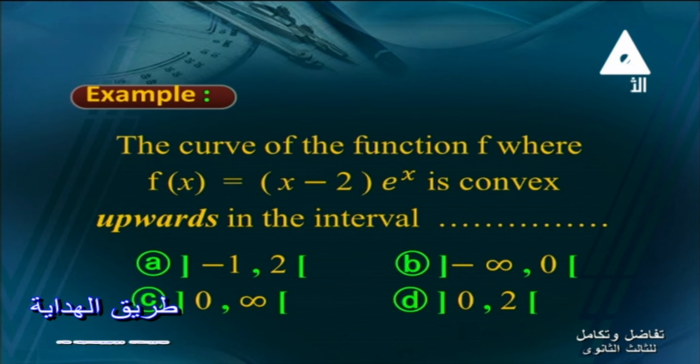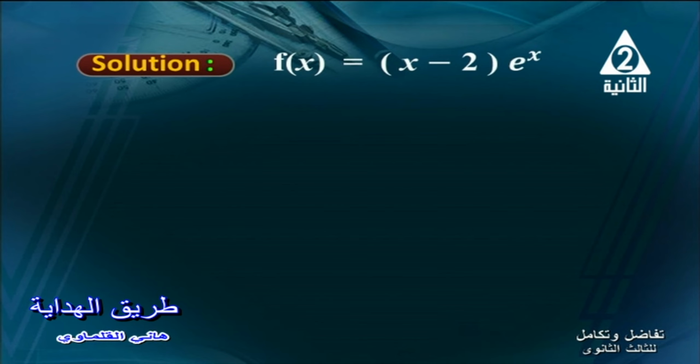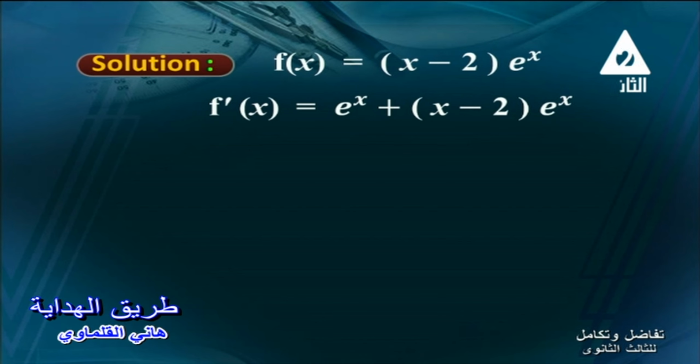We have the function f of x equals the product of two functions, (x minus 2) multiplied by e to the power x. x minus 2 is a polynomial function, and e power x is an exponential function. The product of the two functions is the rule of the function f of x. Now, the first derivative f dash x equals the derivative of the bracket x minus 2, which equals 1, multiplied by e power x, plus the bracket x minus 2 multiplied by the derivative of e power x, which is e to the power x.